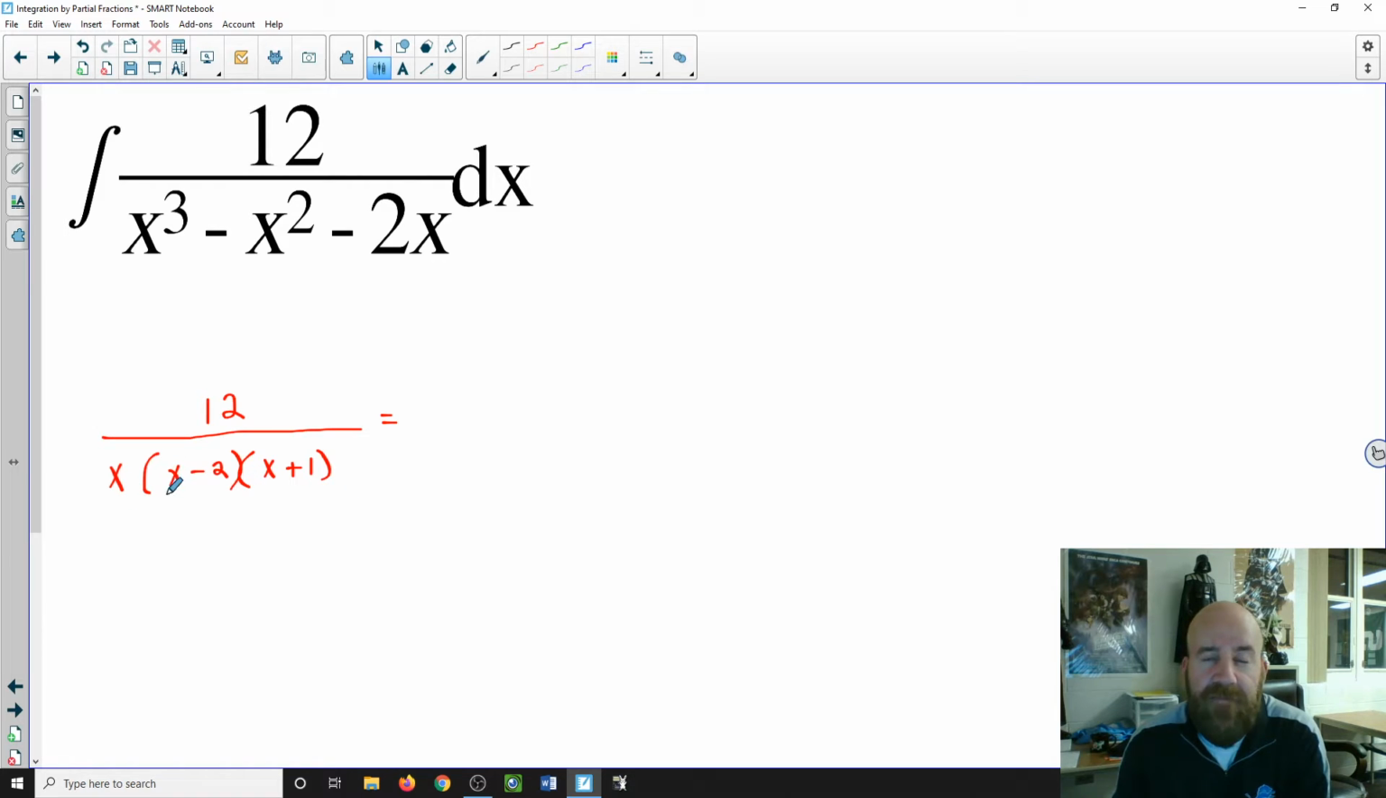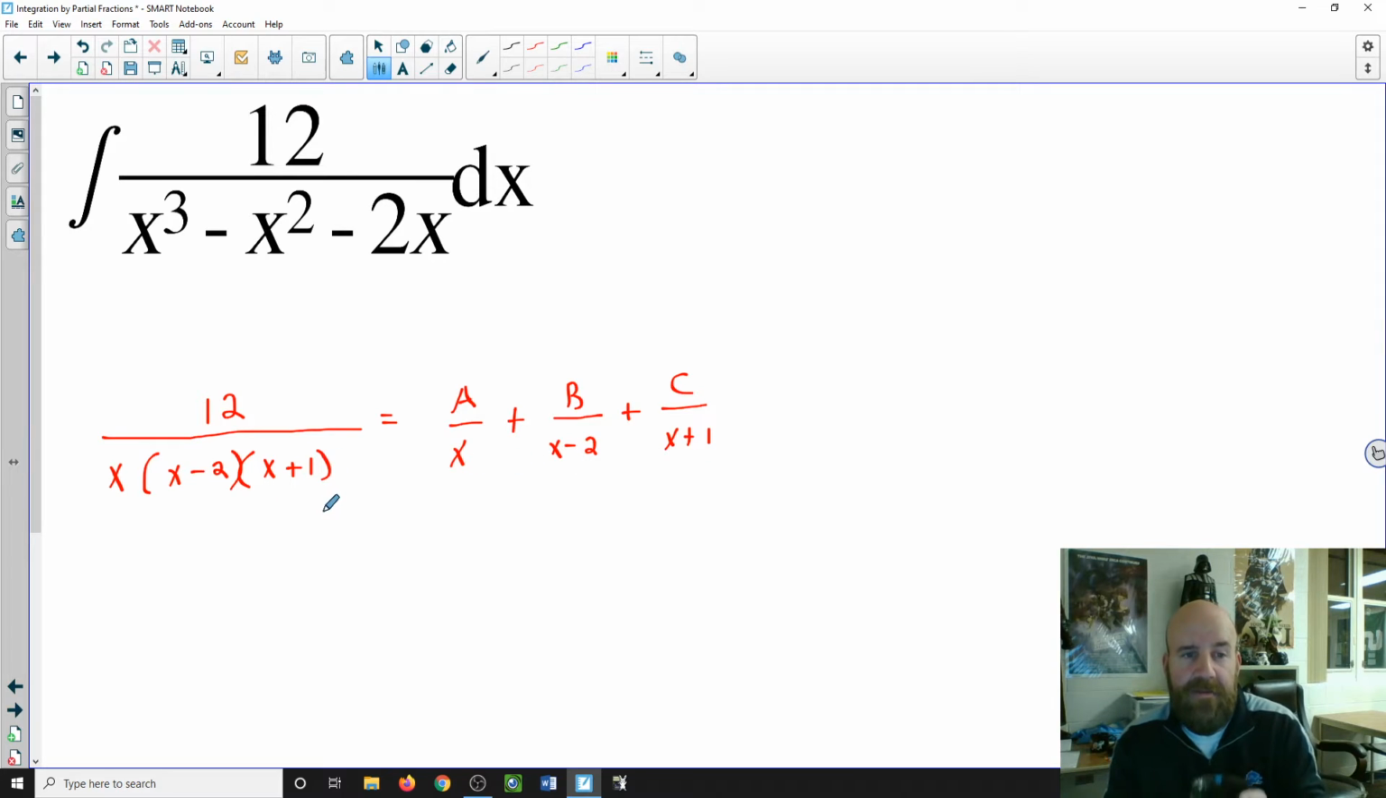Split it up, and we're going to have 3 fractions this time because we have 3 factors. So we have a over x plus b over x minus 2 plus c over x plus 1. Okay.